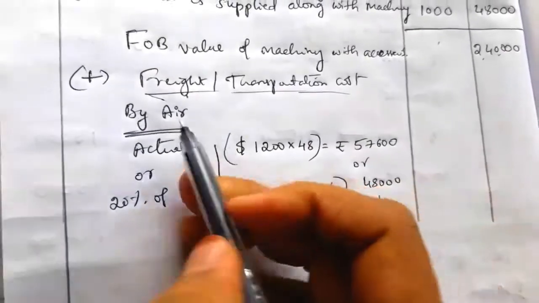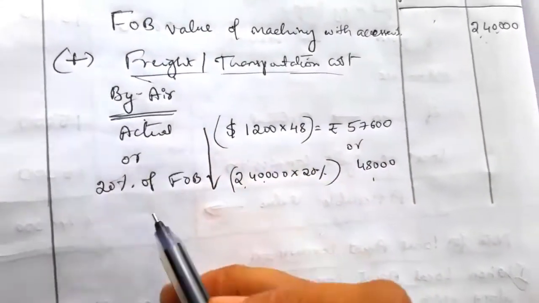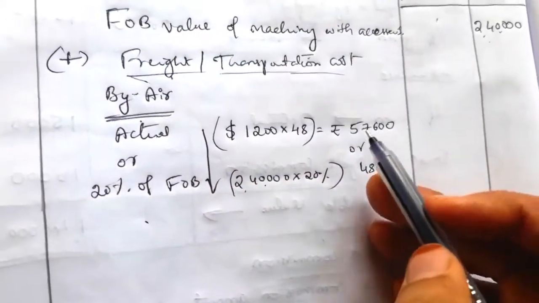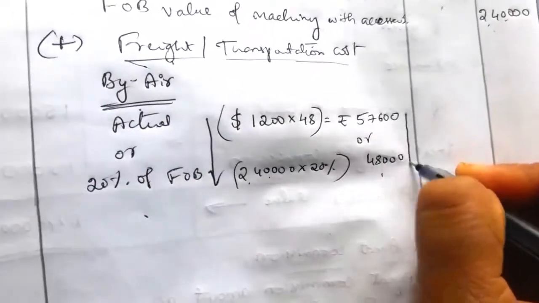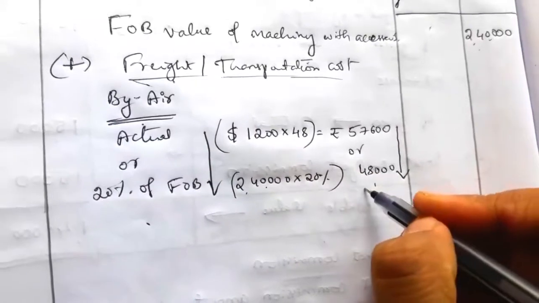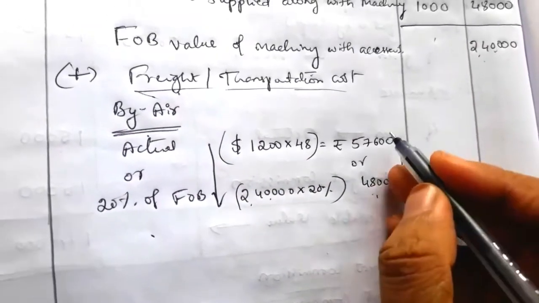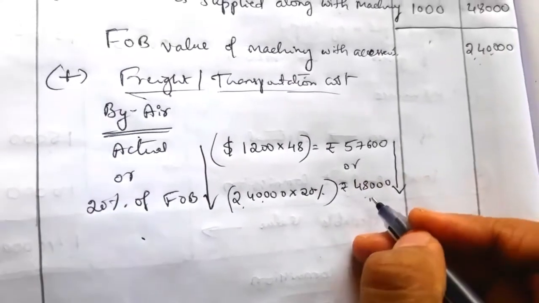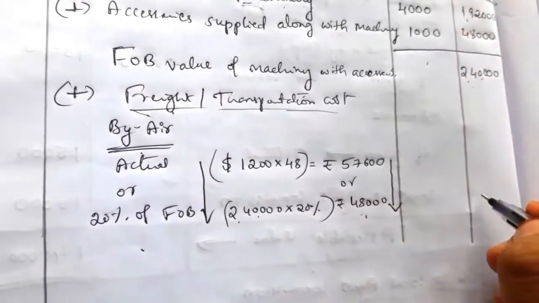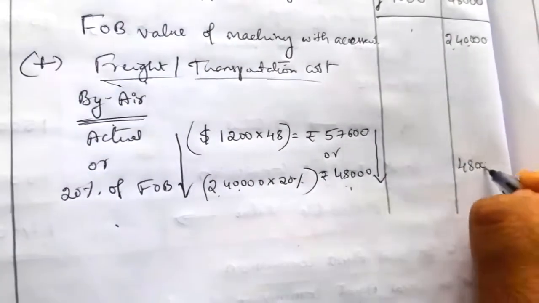So when the import is by air, we have to compare actual or 20% of FOB, that is 57,600 or 48,000. Among these we have to take whichever is least. Here both values are in rupees, so the least value is 48,000. So take the 48,000 in the amount column.